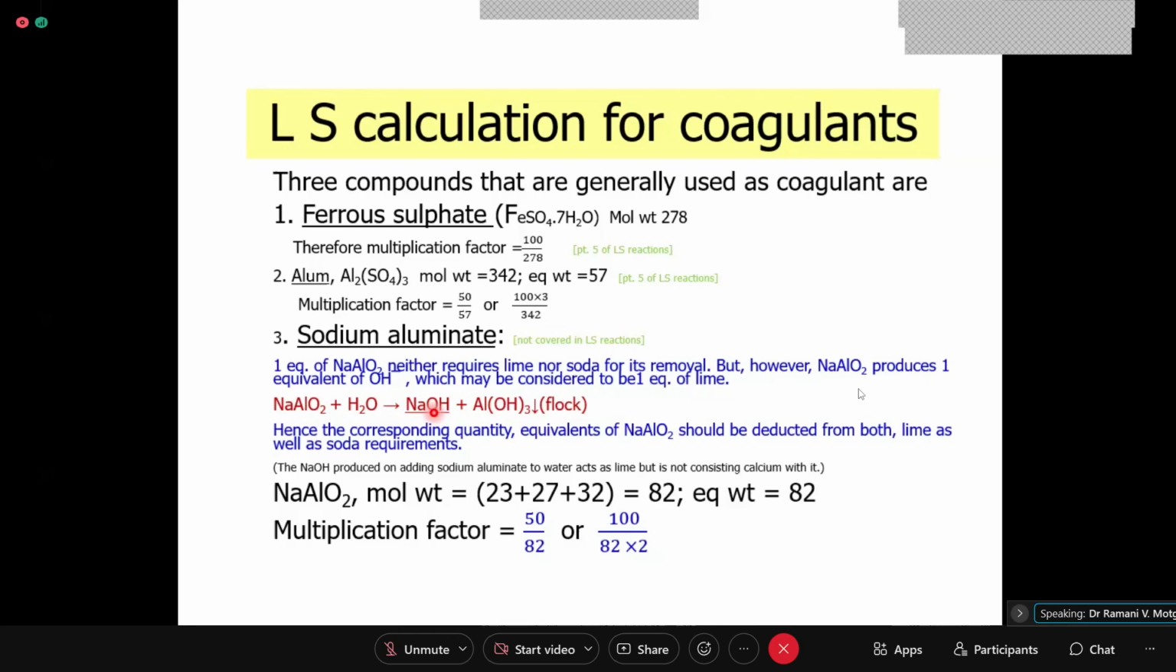If you add lime, lime means what? Calcium is added along with hydroxide. So here the hydroxide formed is considered to be one equivalent of lime, and that is why the equivalents of sodium aluminate are deducted from the lime as well as the soda requirement. Now, what is the multiplication factor? 50 by 82 or 100 by 82 into 2. Like this, it will be in the denominator only. So, 50 by 82, keep in mind this one also, 50 by 57, and sodium aluminate. There are only three coagulants: one, two, three. That is the sequence you should have.